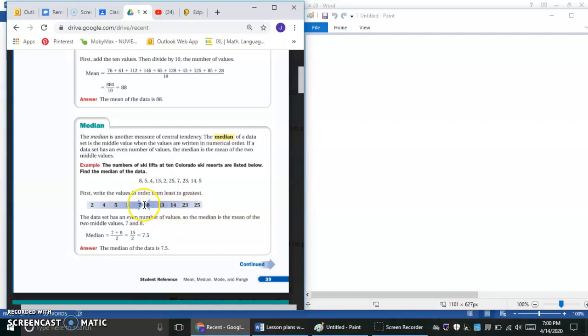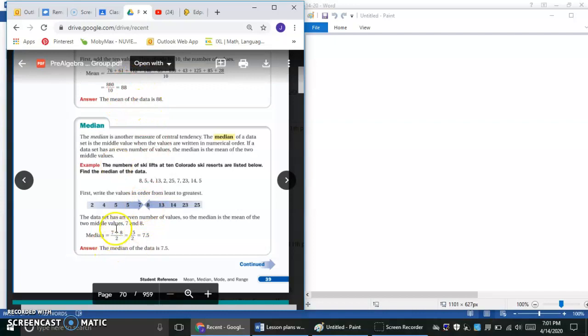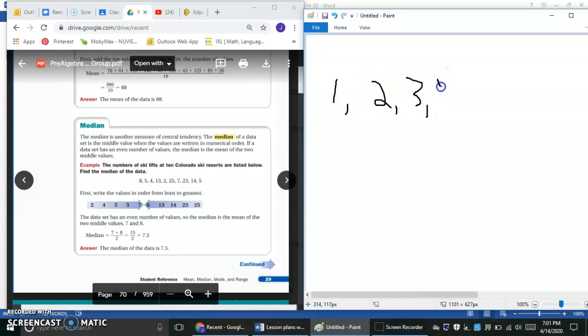So there's no middle number here, right? Because we have 5 on this side, 5 on this side. So what they do here is they take the 7 and 8, add them together to get 15, and you divide it by 2 because it's 2 numbers, just like you did up here with the average or the mean. All right, so if you had 5 numbers, for example, 1, 2, 3, 4, and 5, you have 2 on this side, 2 on this side, so your median is 3.